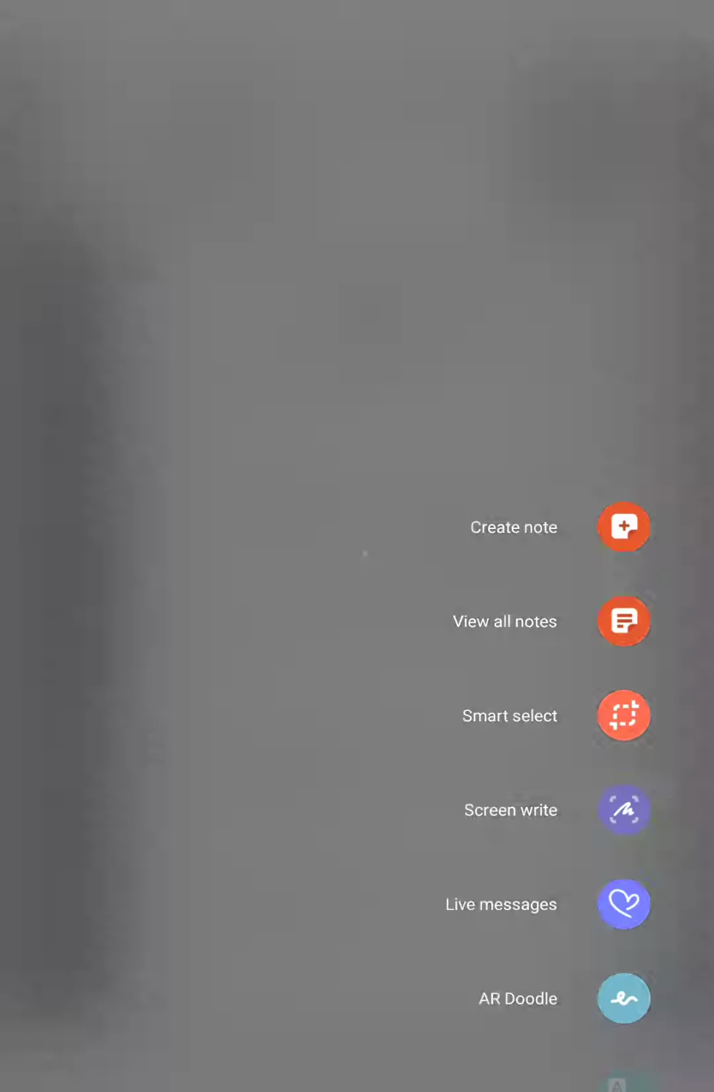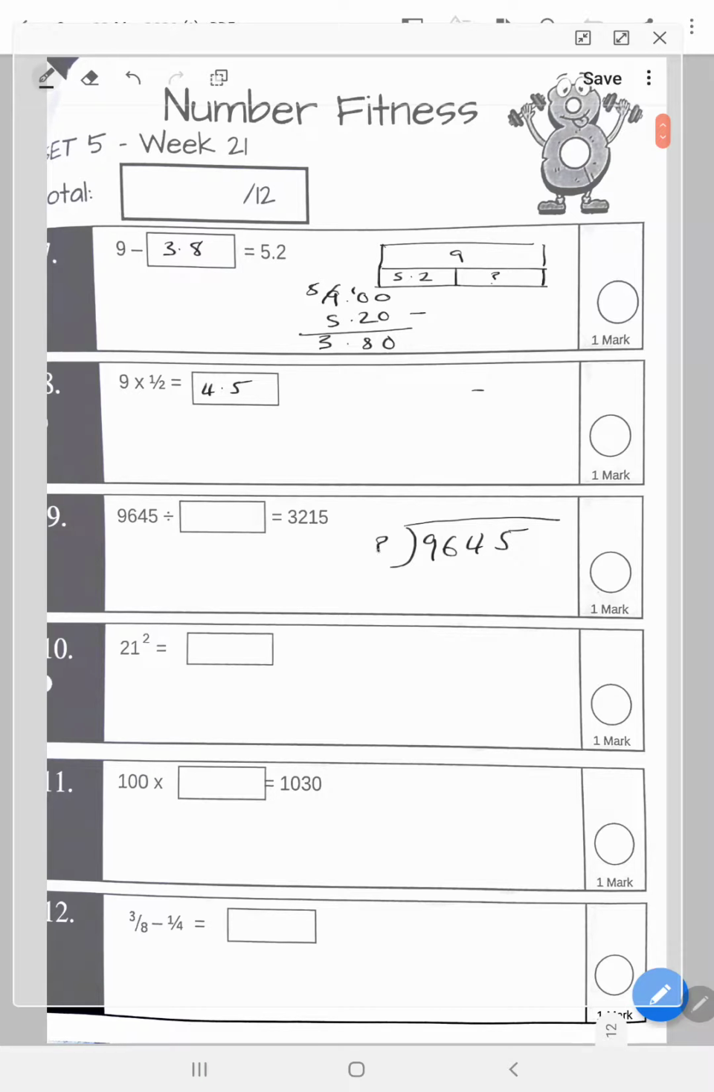9,645 divided by something gives you 3,215. Well, if you think of the process of bus stop method, something goes into 9 3 times. Well, that works out to be 3. We don't know if there's any carryovers. Let's try that. 3 in our division sum. 3 goes into 6 twice. Yep, that works. 3 goes into 4 once with 1 carrying over. 3 goes into 15 5 times. So it is 3.